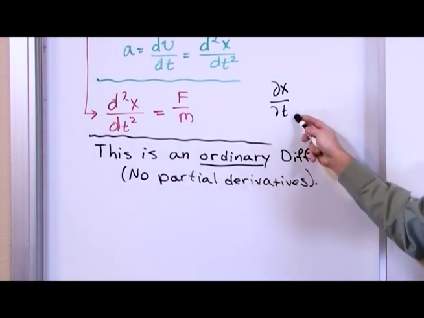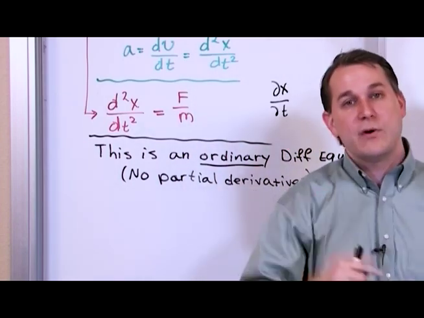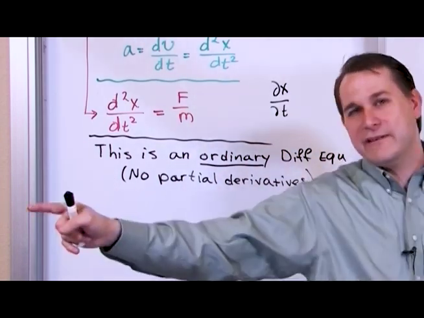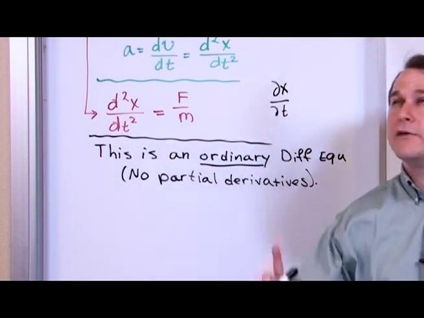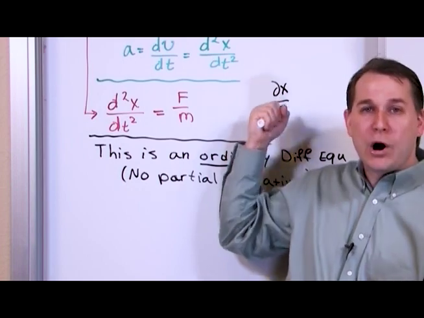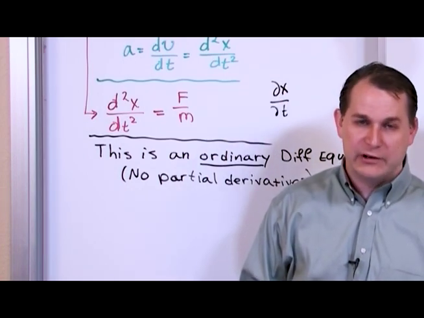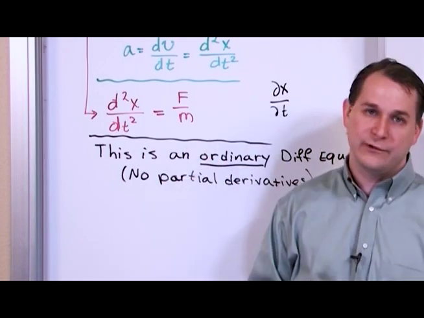So in those cases, you'll have a partial derivative to describe how the thing changes in this direction. And you'll have another partial derivative to tell you how it changes in that direction. And you'll have another partial derivative to tell you how it changes in that direction. If you have a differential equation with partial derivatives in there, it's called a partial differential equation. It's not called an ordinary differential equation.